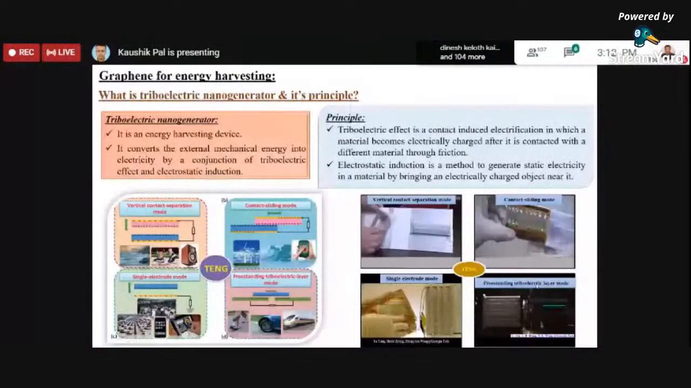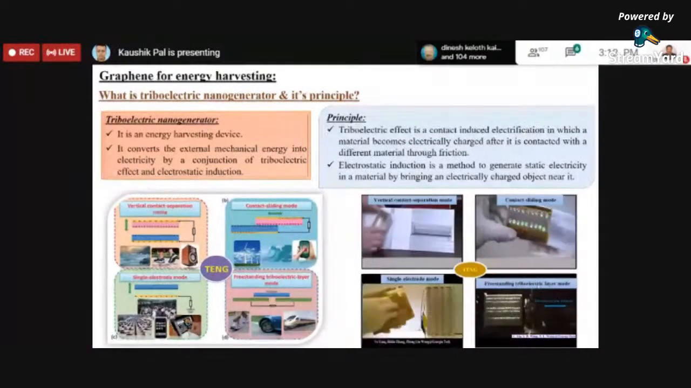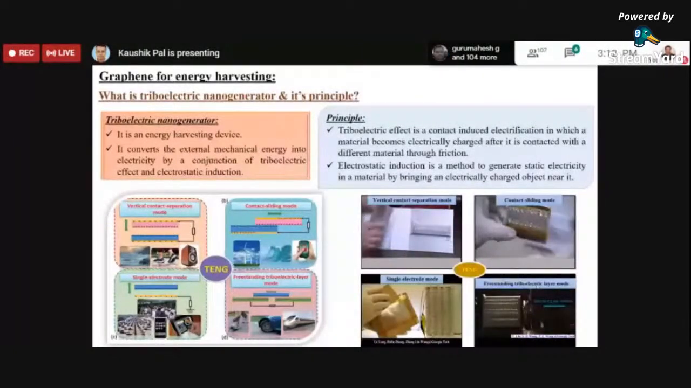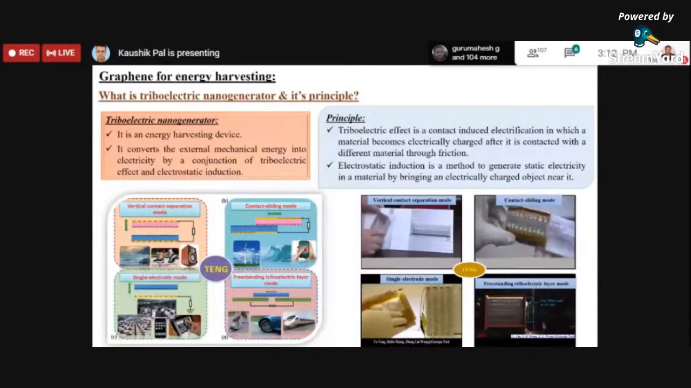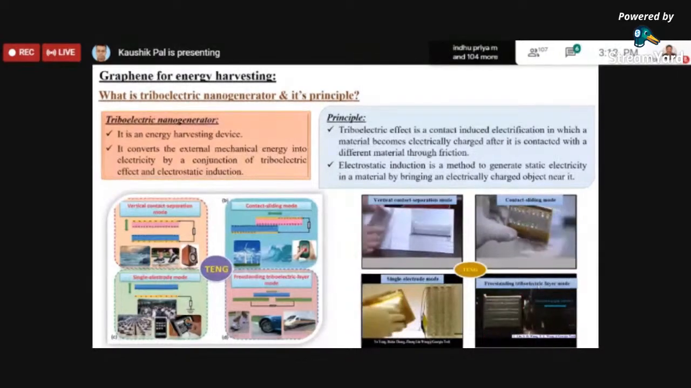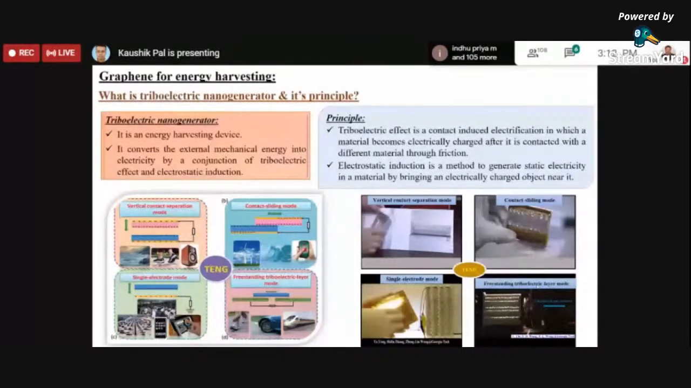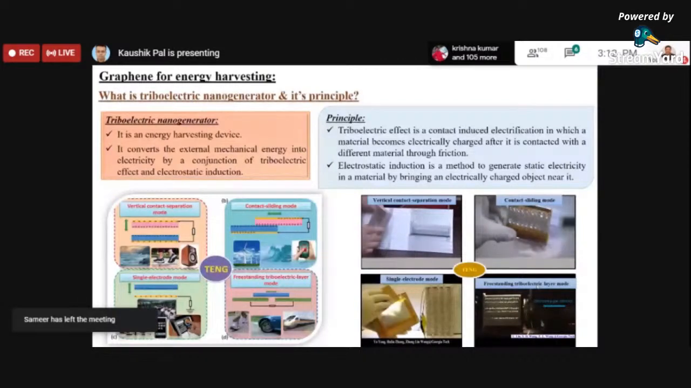So I told you about the use of graphene for energy harvesting. Basically, we are talking about the triboelectric nano generator. When I call it a triboelectric nano generator, tribo is a Greek word which means rubbing. So if we rub two surfaces, another example I can give you is in winter. When we feel cold, maybe getting up in the early morning, what are we doing?